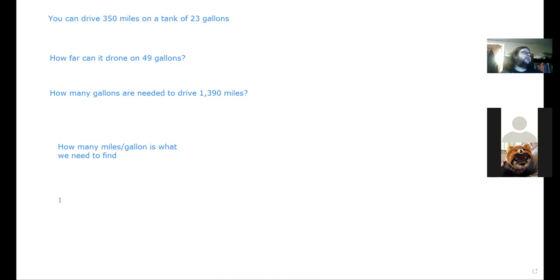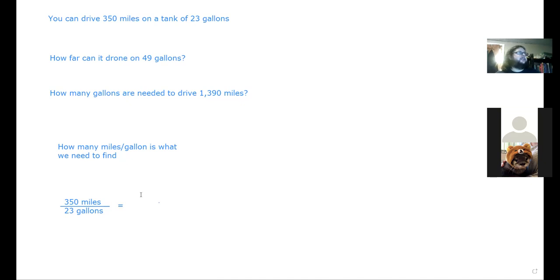So if we have 350 miles on 23 gallons, what we need to do is essentially divide them. So this is what a lot of people do, at least what I do a lot, when you're trying to calculate your efficiency in a car. This happens a lot before computers pretty much took over vehicles. So all you have to do is just divide that 350 divided by 23 to get your miles per gallon.